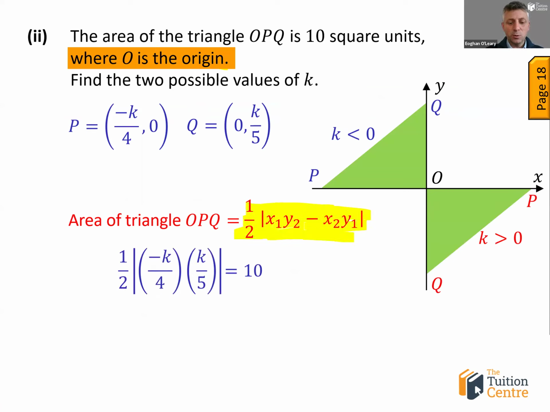You say this is your formula for the area. You can say this is x1, y1. You can say this is x2, y2. And so you fill in your formula. You know the area is equal to 10 units squared.